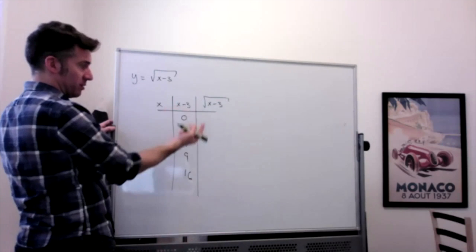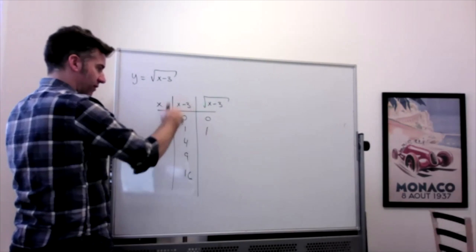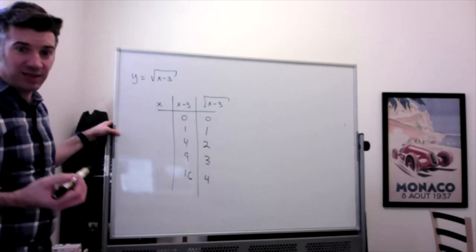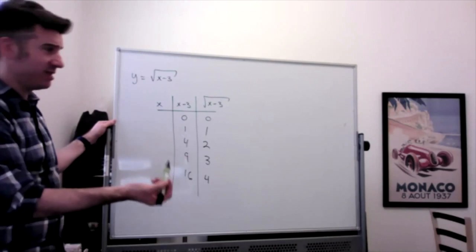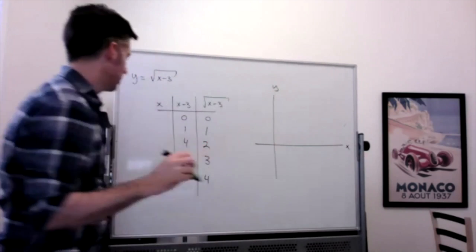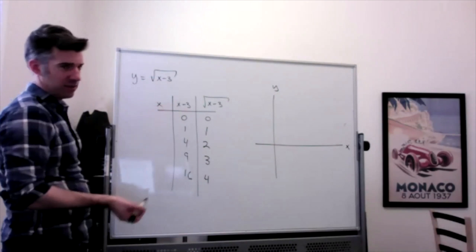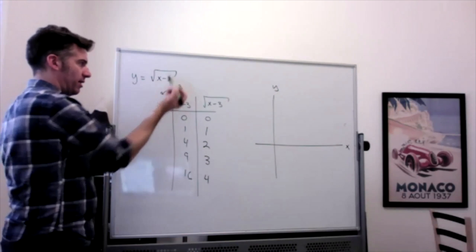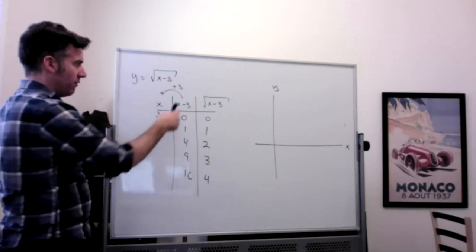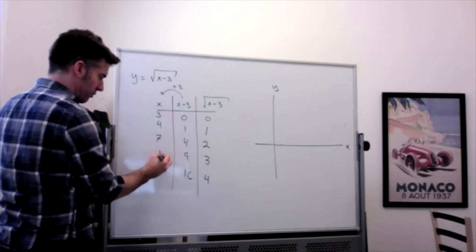Because I know that if x minus 3 is 0, the square root of 0 is 0. If x minus 3 is 1, the square root of 1 is 1. If x minus 3 is 4, the square root of 4 is 2, and so on. But that's what x minus 3 has to be, and I'm not graphing x minus 3 on the x-axis. I'm graphing x on the x-axis and y on the y-axis, so I need to know the actual x values. If I know what x minus 3 is, I just add 3. So if x minus 3 is 0, then x has to be 0 plus 3. If x minus 3 is 1, x has to be 4. If x minus 3 is 4, x has to be 7, then 12, and 19.